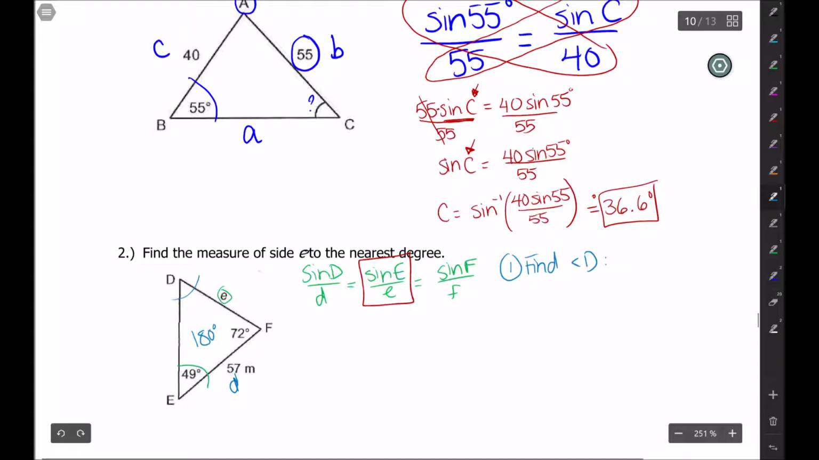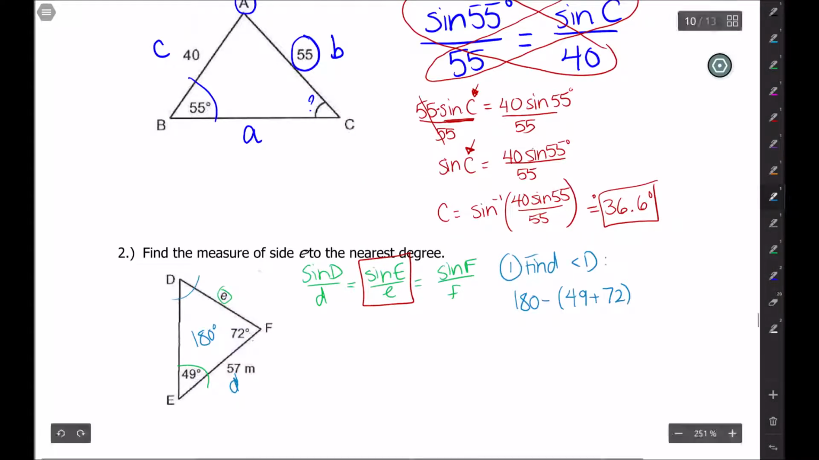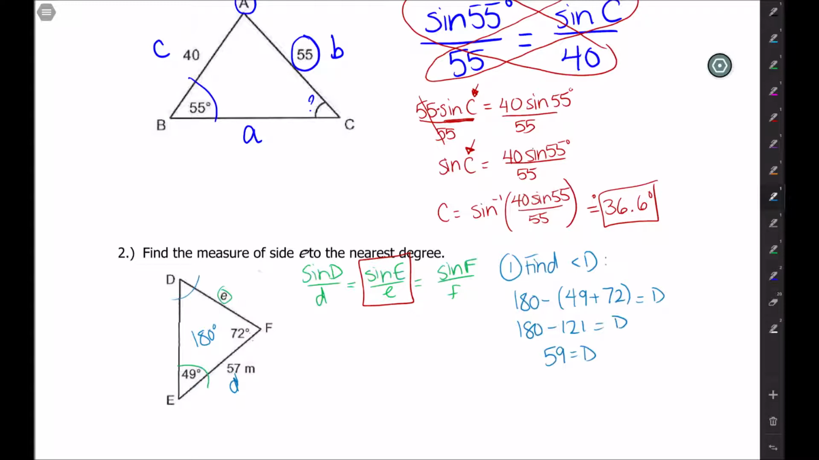In order to do that, I'm just going to take 180 and subtract the sum of the other two angles, so 49 plus 72. So I'll go ahead and add 49 plus 72 together, and I end up getting 121 right here. So I'm going to get 180 minus 121 is angle D. That means that angle D is 59 degrees, because if I do 180 minus 121, I get 59. So this is no longer a mystery.